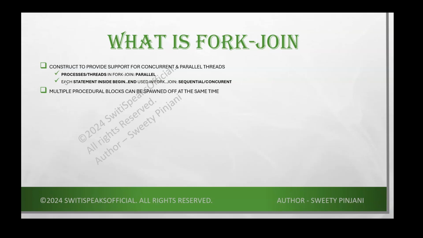Using fork join, multiple procedural blocks can be spawned off at the same time. It means you can start multiple procedural blocks at the same time.